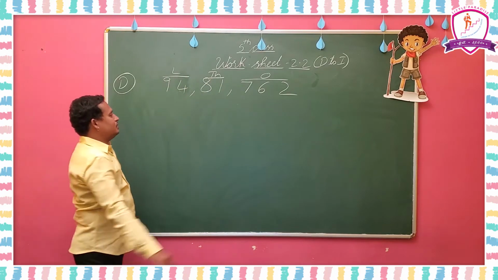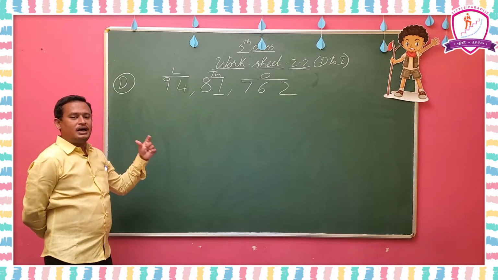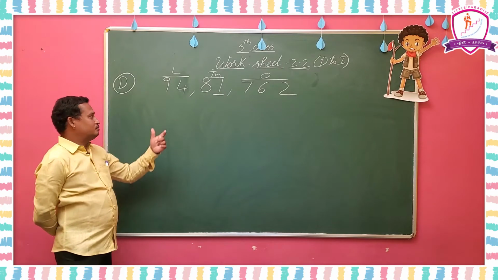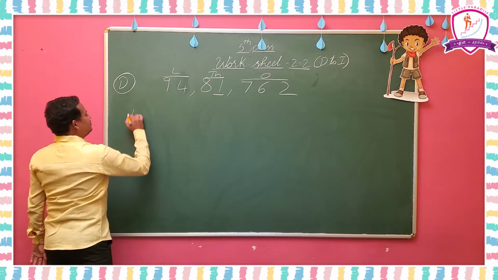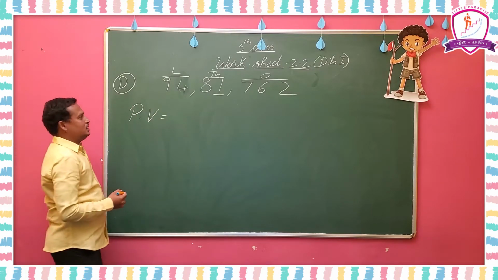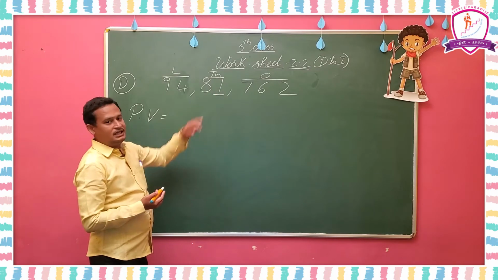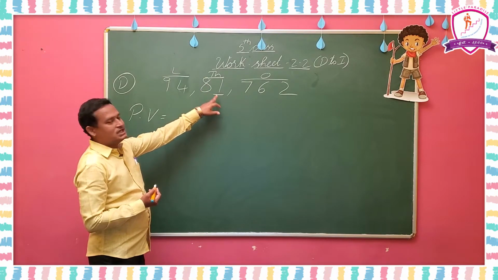Here we are going to find the place value of 1. Both place value and face value you have to find. First write place value; you can write PV to mean place value. What is the place of 1 here? 1 is in the thousands period, so 1 is in the thousands place.